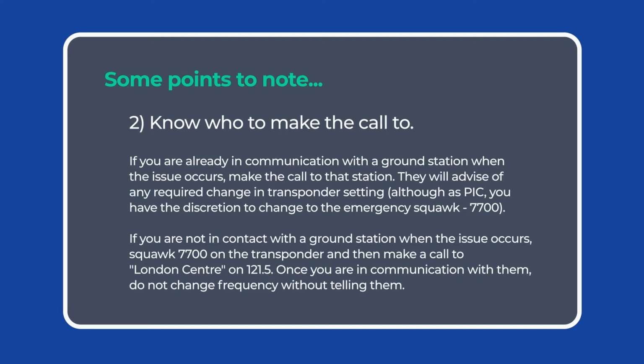Point 2. If you are already in communication with a ground station when the issue occurs, make the call to that station. They will advise of any change in transponder setting, although as the pilot in command, you have the discretion to change the transponder setting to 7700, the emergency squawk. If you are not in contact with a ground station when the issue occurs, squawk 7700 on the transponder and then make a call to London Centre on 121.5. Once you are in communication with them, do not change frequency without telling the controller.